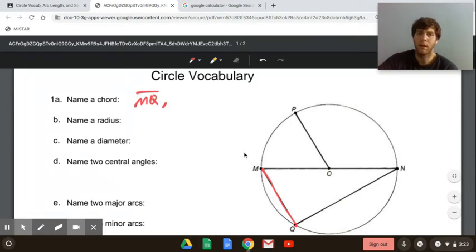We also have QN here. It's a segment. It's got two endpoints that are on the circle. QN. And then we have MN. It's also a chord. It's got endpoints M and N, and it's on the circle. So MN.